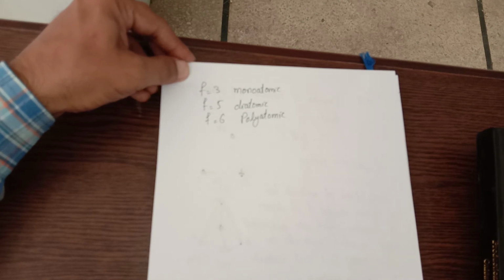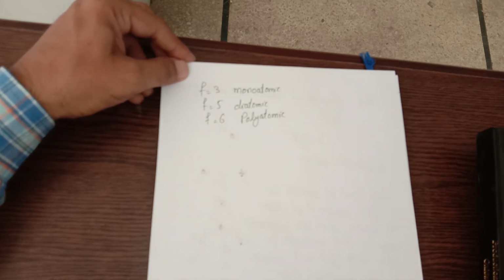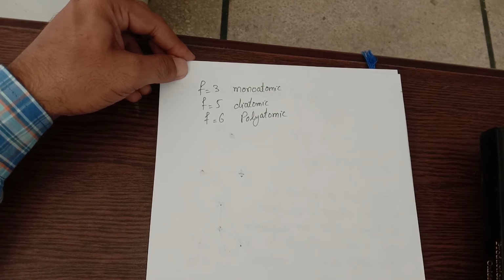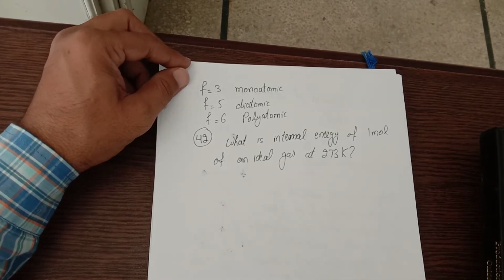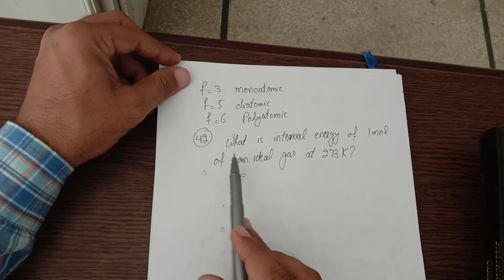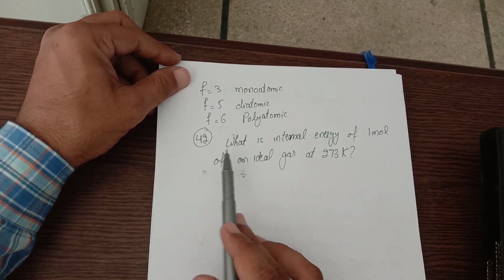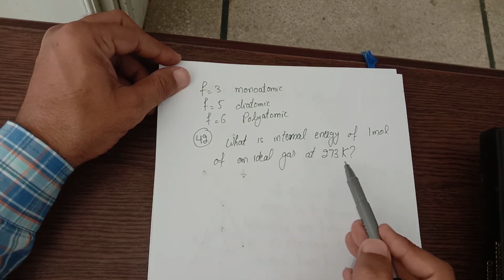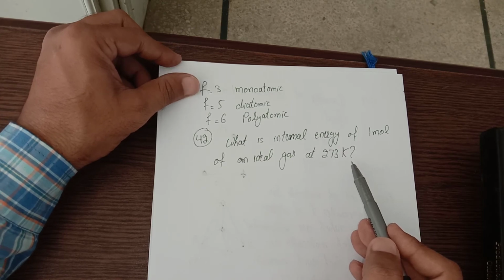gas molecules. Now after having a discussion about molar specific heat for ideal gas and how to calculate degrees of freedom for monoatomic, diatomic and polyatomic gas molecules, let's do some numericals related with these topics. So the first numerical is numerical number 42 of the book, which is stated as: what is the internal energy of 1 mole of an ideal gas at 273 Kelvin?